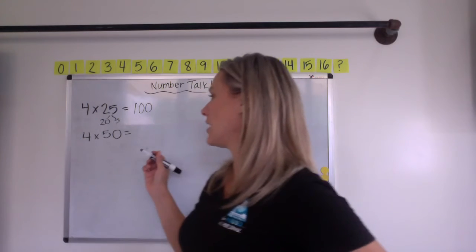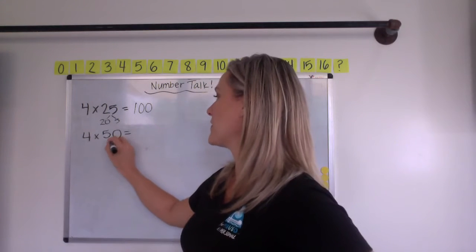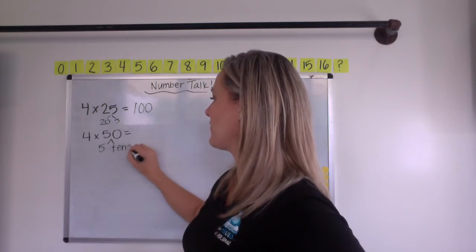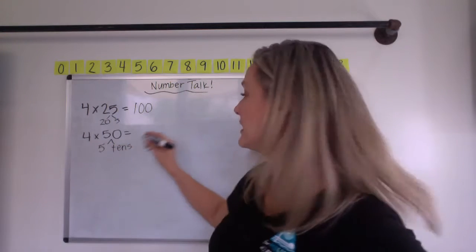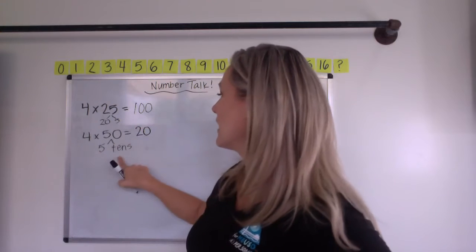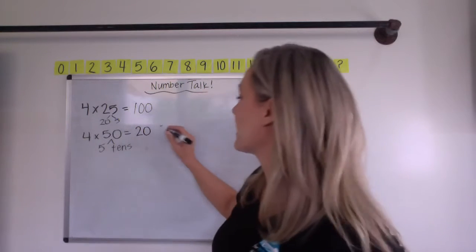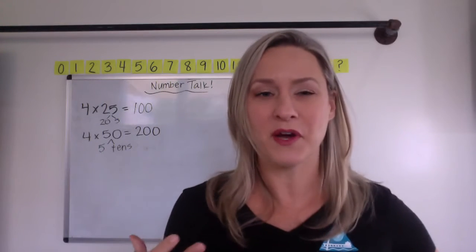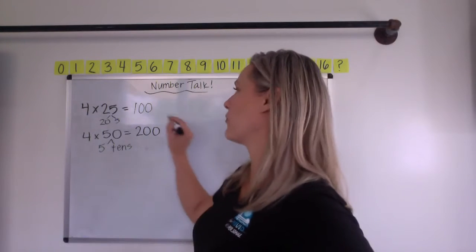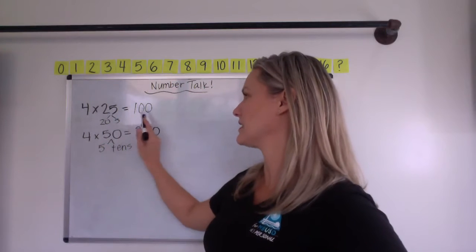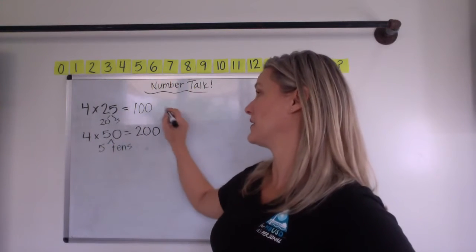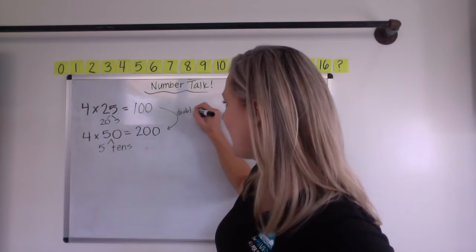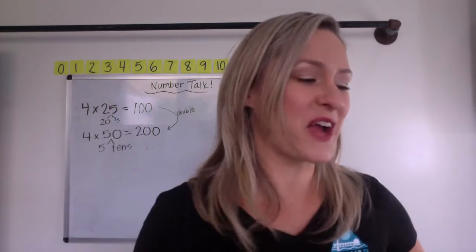Or maybe you even thought about 50 as 5 tens. And you knew the basic fact 4 times 5 is 20 times 10, or at another place value is 200. Right? So maybe some of you thought about that, or maybe you were just like, well, I know 4 times 25 is 100, and 4 times 50 is just going to be double. Did anybody think about that? I bet you guys have gotten crafty out there.